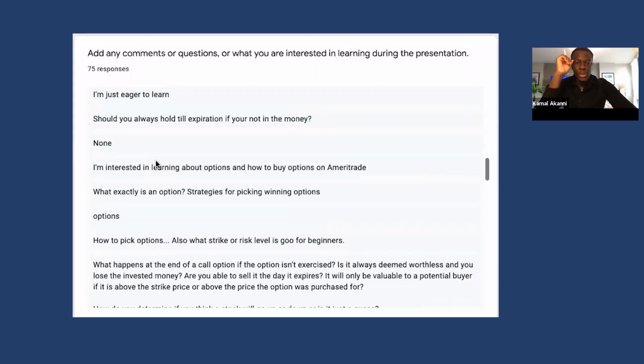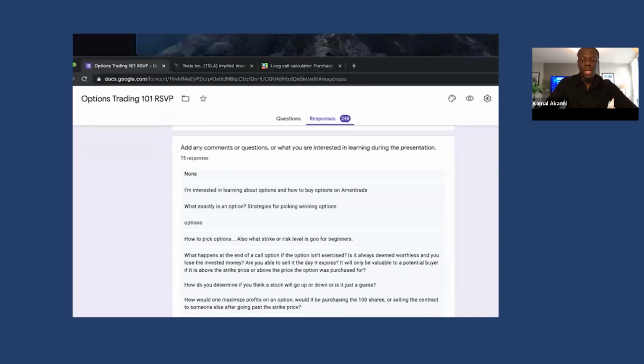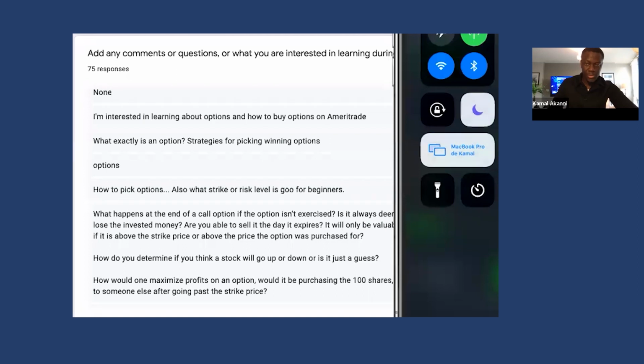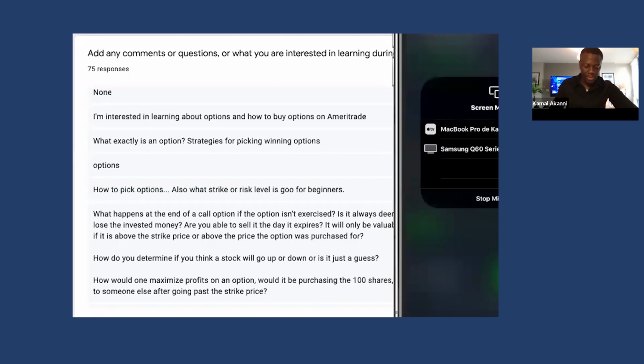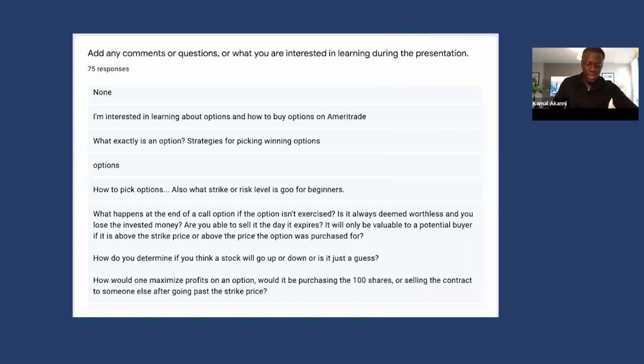Interesting, learning about options and how to buy options on Ameritrade. So do I have Ameritrade here? I'm going to quickly show how to purchase options on Ameritrade. I'm going to open my Ameritrade account here. I don't really use it a lot either, but I have an account and I can quickly show you folks how to trade with Ameritrade.